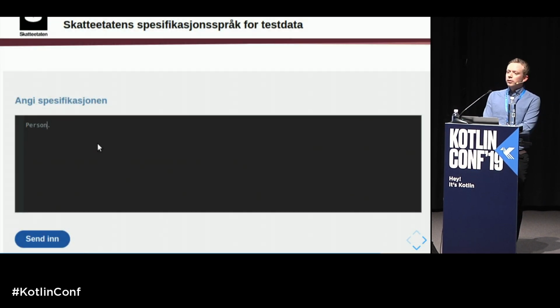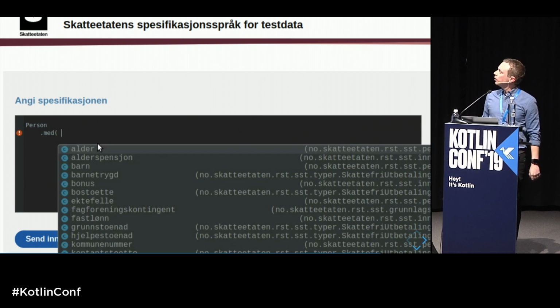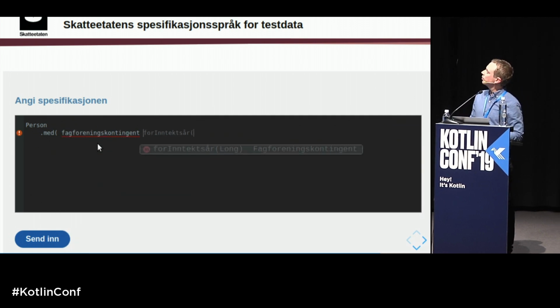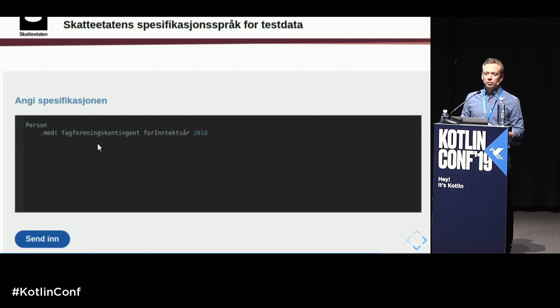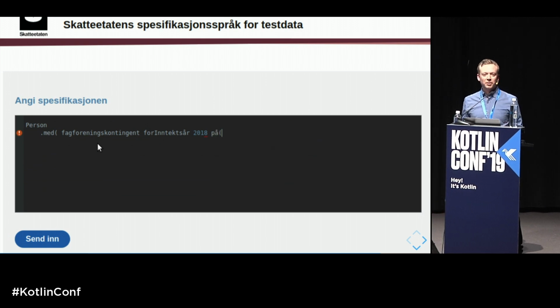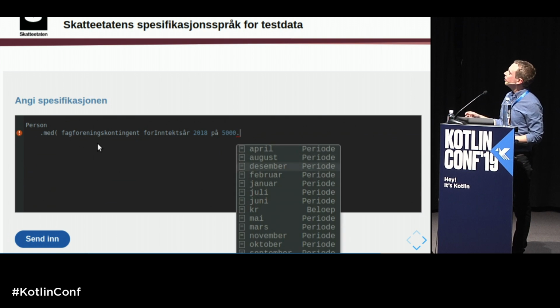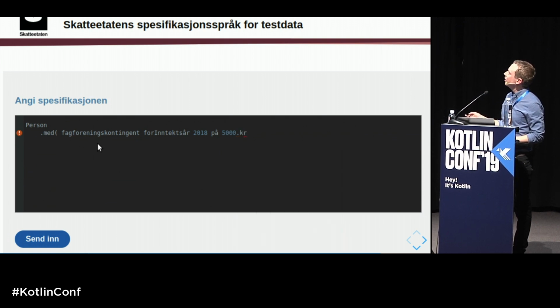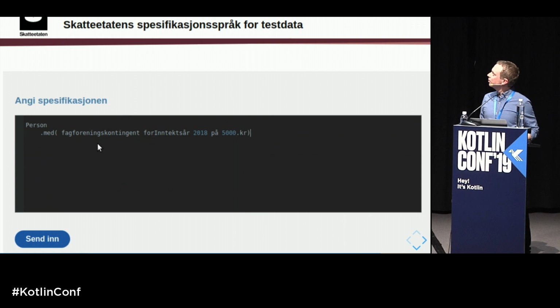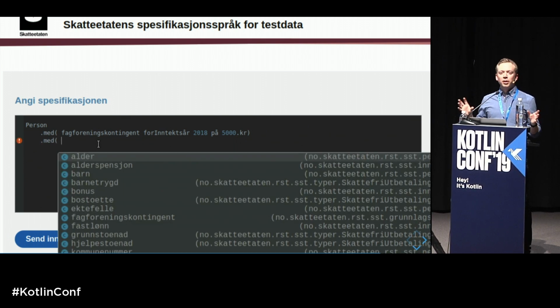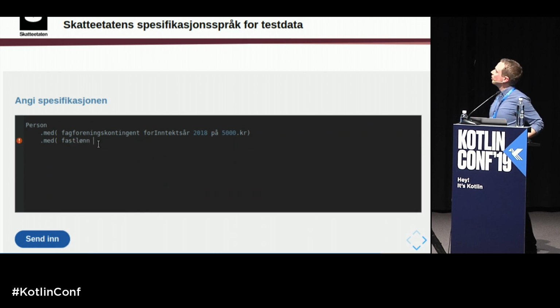So we have a demo here of the tool where the domain experts start typing and it gets autocomplete. So he's here creating a person. This is in Norwegian, probably not everyone understands, but he's creating a person with a union fee for year 2018. You can create really involved structures here, and this is quite important.